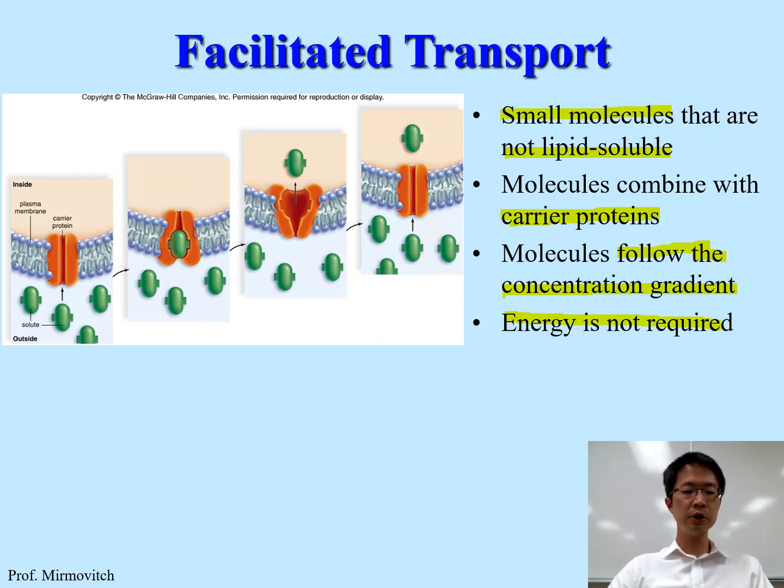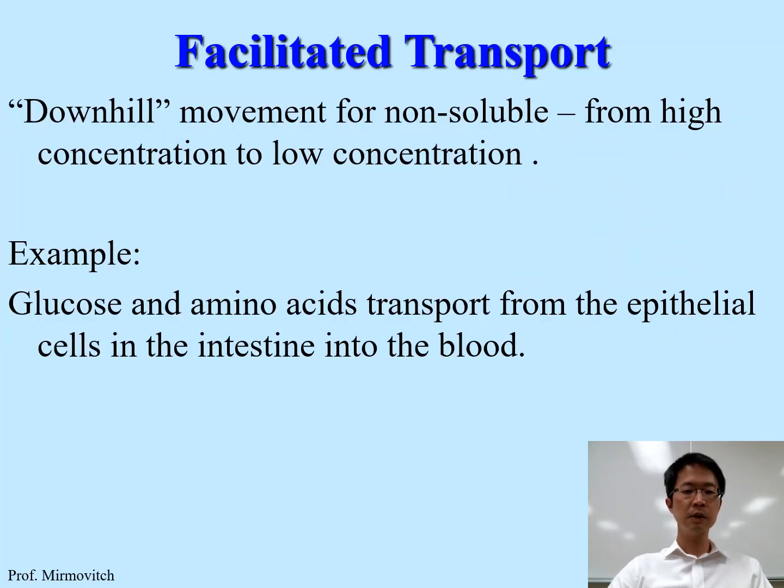So we have high concentration on one side and low concentration on the other side. And the molecule will go from high to low, going through this protein channel. So high to low, this direction. They call it downhill movement because it goes from high to low concentration. Example, glucose and amino acids are transported in the GI tract into the blood by this type of facilitated transport.